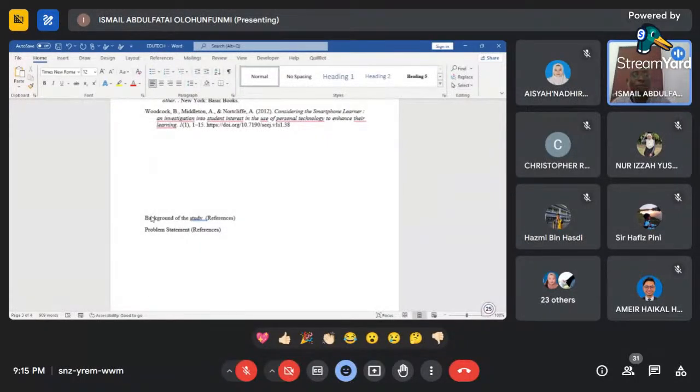Significance of the study. No, sorry. Research objective, RO, and RQ. You have to critique this one also. If the study is qualitative research, does the author use the correct format for qualitative research?